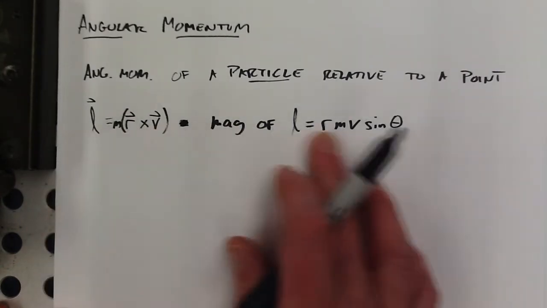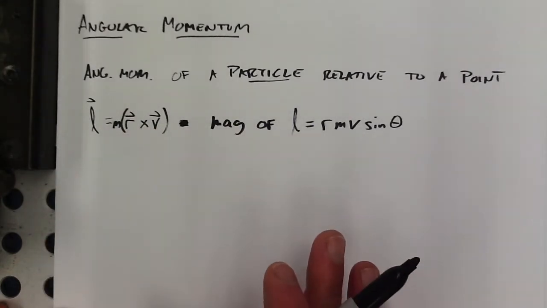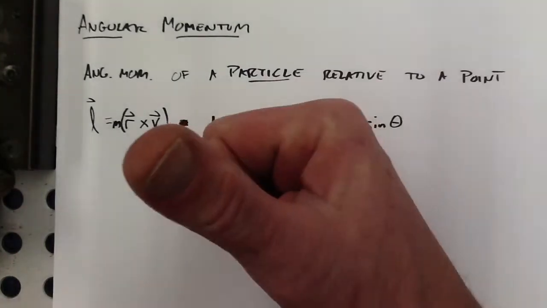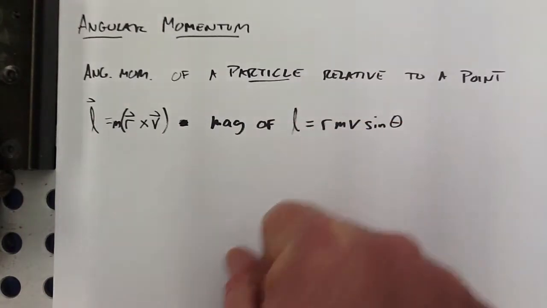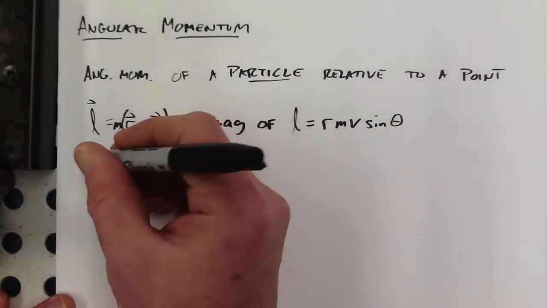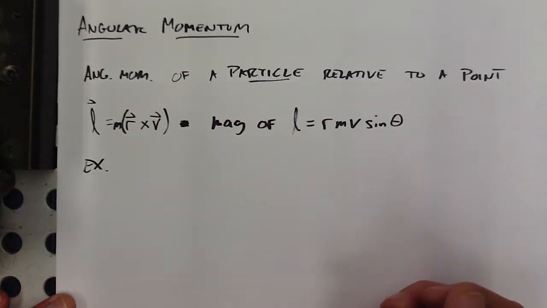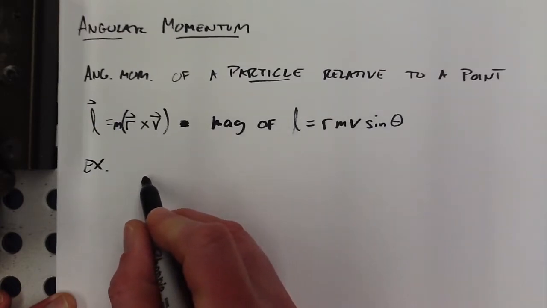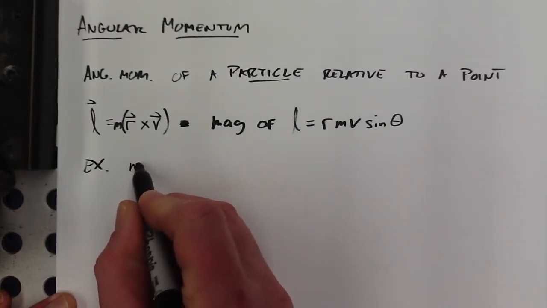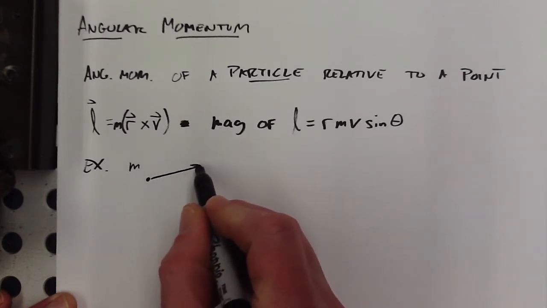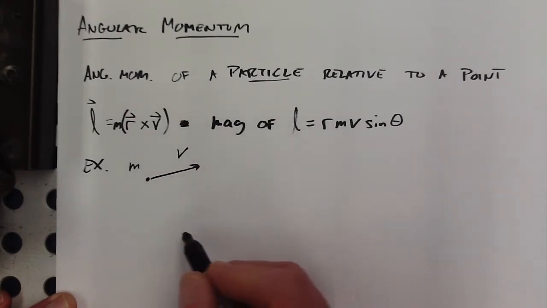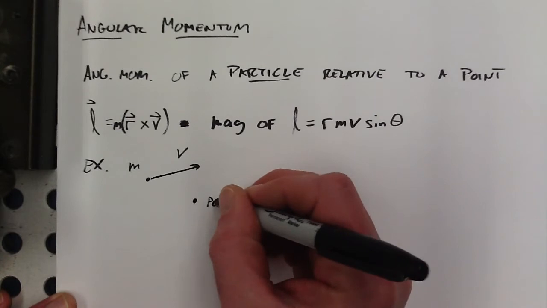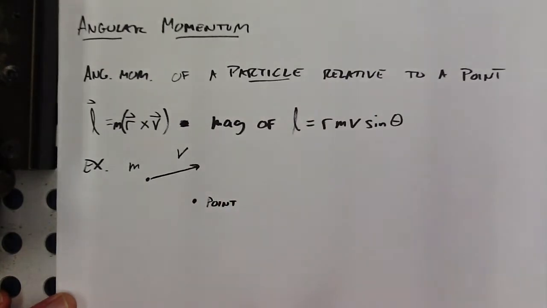The direction of it, it's not super important for us to dwell too much on that, except to say that we need to know when two angular momentums are in the opposite direction as each other. So here, let me just sketch out a quick example for you. Here's an example of a particle with mass m and velocity v, and here is a fixed point. We often think of this fixed point as being like an axis, but it doesn't need to be.